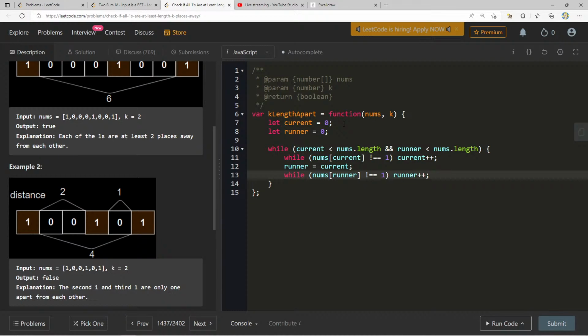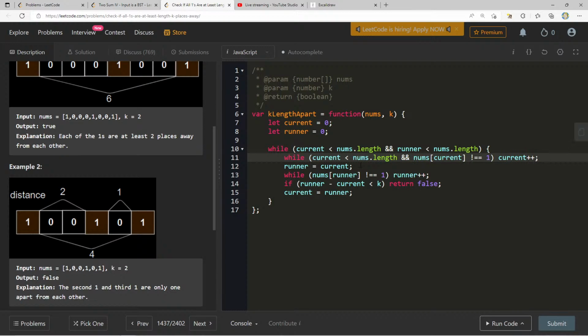And then we'll set runner equal to current, while nums of runner is not equal to 1, we'll say runner plus plus. And then here we can say the distance, right? So 0, 1, 2, 3, 3 minus 1 is 2. So if runner minus current is less than k, then we return false. Else now we set current equals to runner. And we now restart the whole thing. And just for good measure, we should also say while current is less than nums.length. And here we'll also say while runner is less than nums.length, return true.